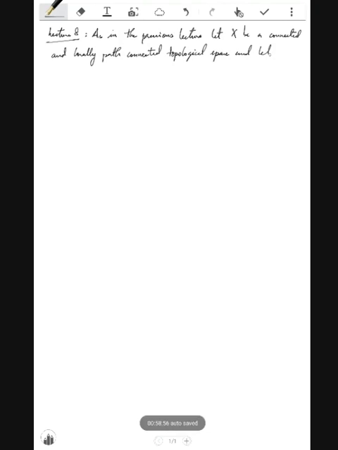As in the previous lecture, let X be a connected and locally path connected topological space, and let p tilde from X tilde to X be the universal cover. So we fix this data once and for all.